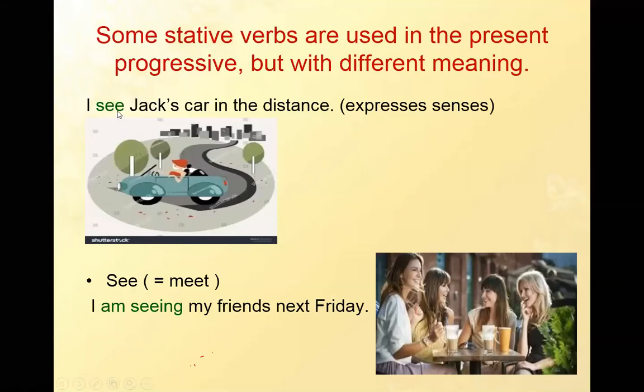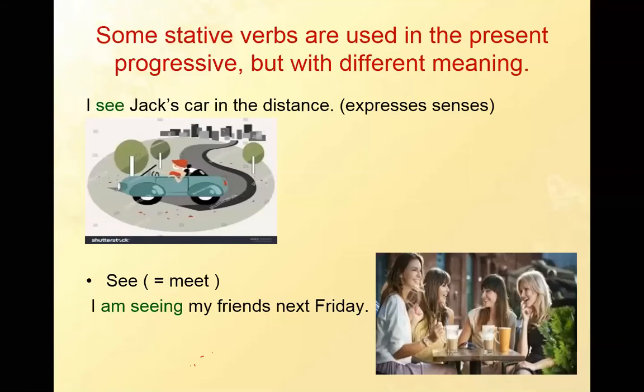Can you see the verb see? See is from the stative verbs. It can come in present simple form or in present progressive form, but with a different meaning. When see comes in the present continuous, it gives you the meaning of action. Here it comes in the meaning of meet. I'm seeing my friends next Friday. It means I'm going to meet them or I will meet them, but I can use this structure or this form.